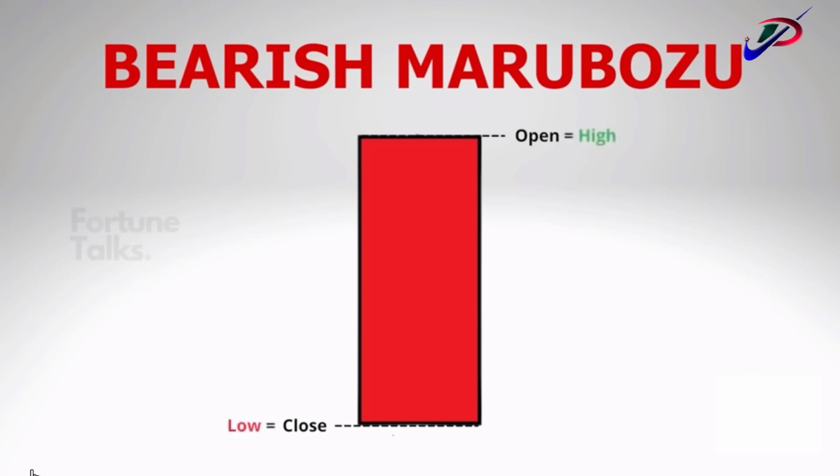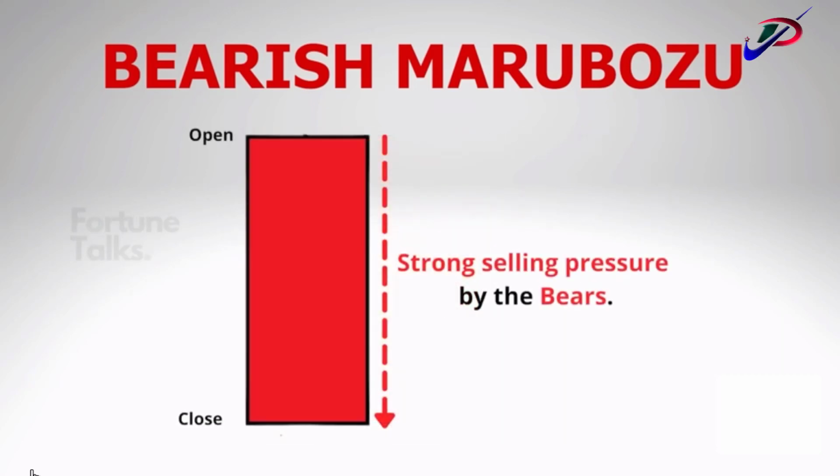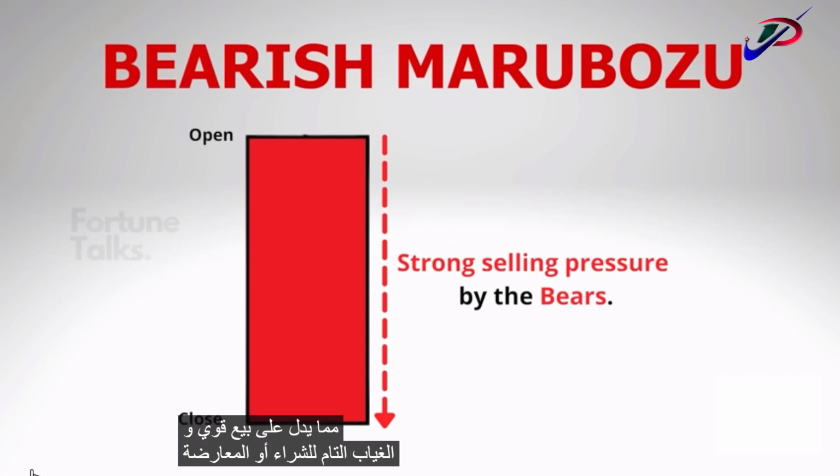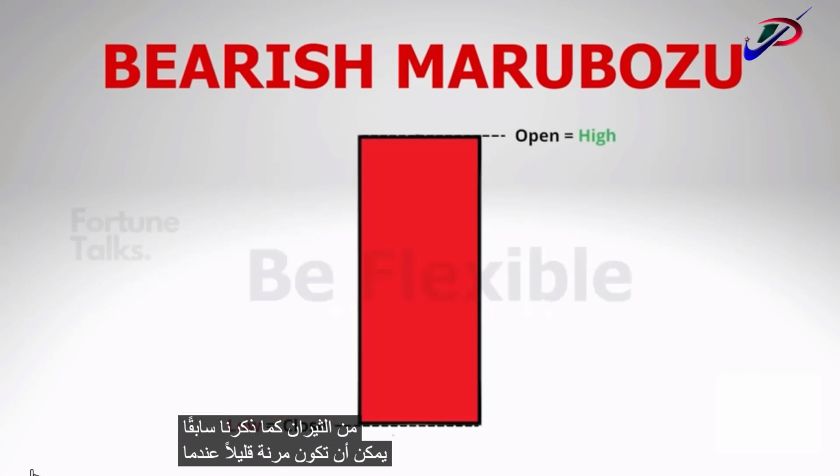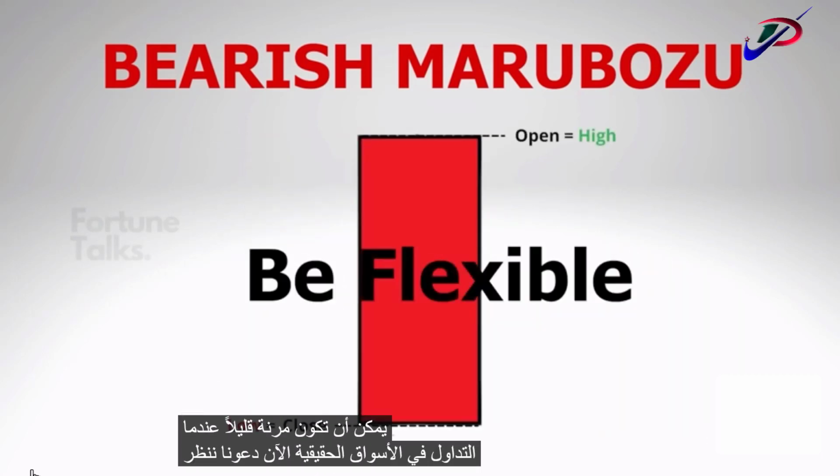In case of a bearish Marubozu, the high price and the open price coincide, while the low and closing prices coincide. The candle has a big real body with no wicks on either end, indicating strong selling and a complete lack of buying or opposition from the bulls. As mentioned earlier, we can be a little bit flexible when trading in real markets.